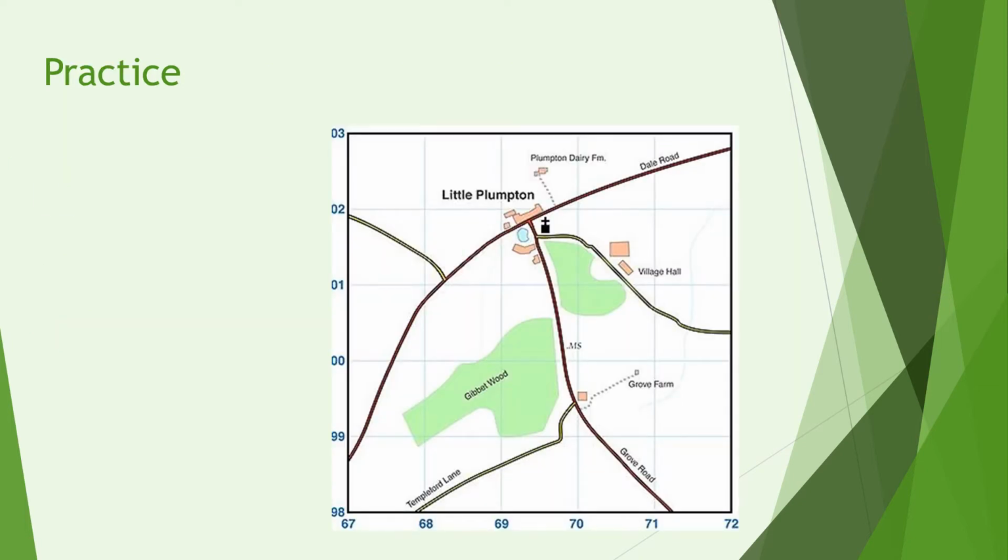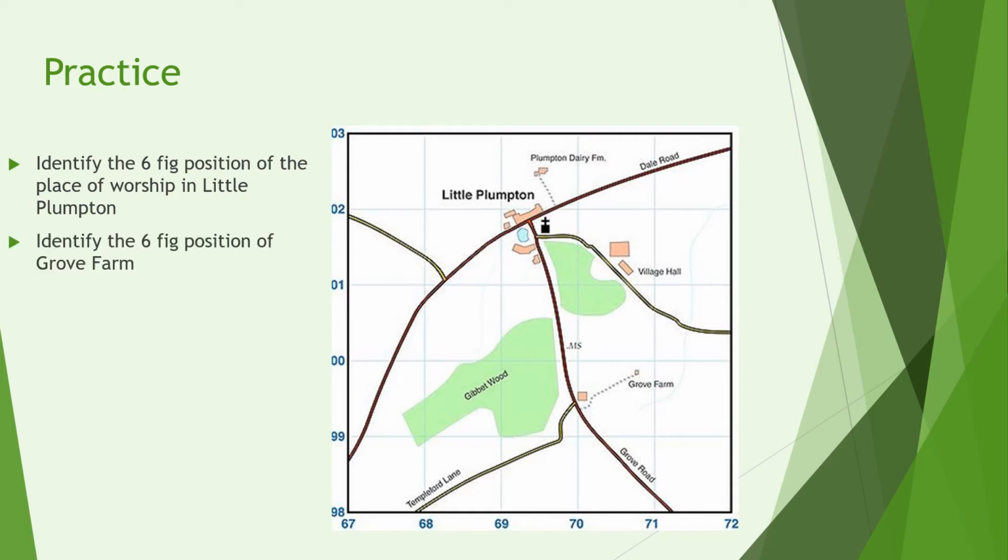So you can see the maps come up again, and we're going to have a bit of practice. So please identify the six-figure position of the place of worship in Little Plumpton. Identify the six-figure position of Grove Farm. And what is the grid reference 694016? Again with the four figures, pause the video and come back once you have the answers.